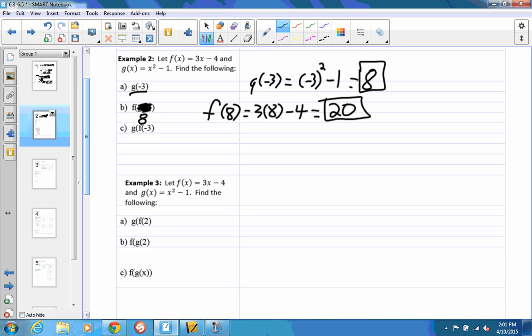Alright, guys, so the way to do this, work from the inside out. If I can find f of negative 3, then I can just write that value there and plug that into g. So f of negative 3 is 3 times negative 3 minus 4. What's 3 times negative 3? Negative 9 minus 4 is negative 13. Good. That's not my answer, I'm just getting there.